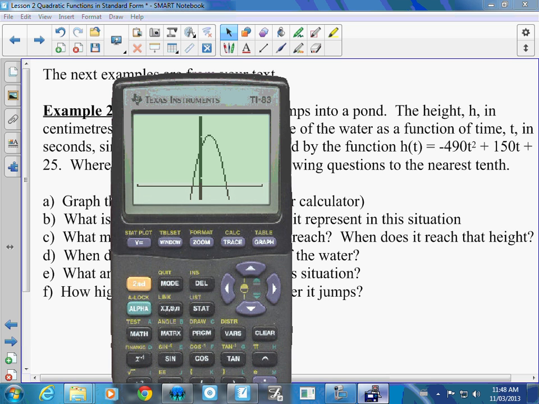So he's going to jump. Is his vertex going to be above 25? Obviously. Okay, so now, we can do this. How do we figure out what the vertex is? Well, the calculator is really easy to do this with.